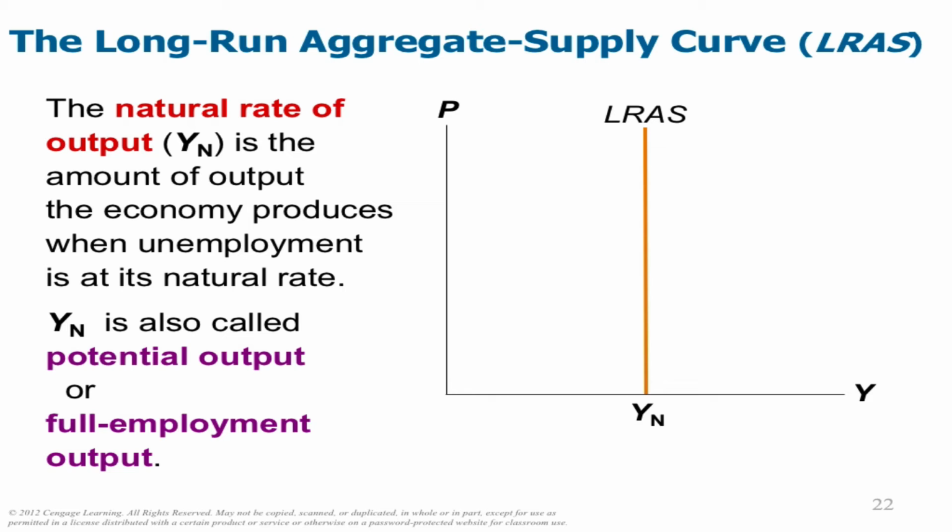You can also call Y sub N full employment output, because we know that we've achieved full employment when we hit the natural rate of unemployment. Particularly in economies that are rarely at their natural rate of unemployment, they like to call Y sub N potential output, because it's what they're hoping to someday achieve eventually.